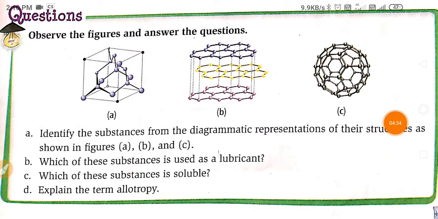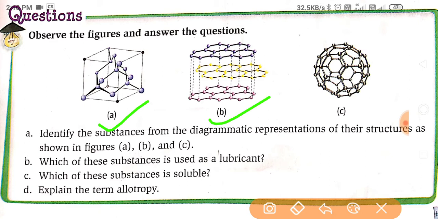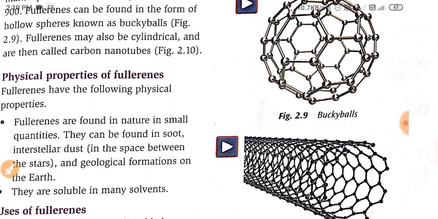Now some questions for you also. Observe the figures and answer the questions. First, identify the substances from the diagrammatic representation of their structure as shown in the figures A, B, C. We already read about it: the first structure is diamond, last week we read. This structure is of graphite, and this is for Buckyballs. Let's check once again. Buckyballs.